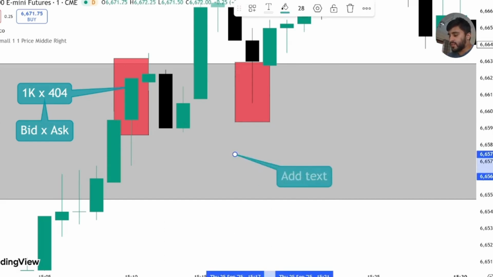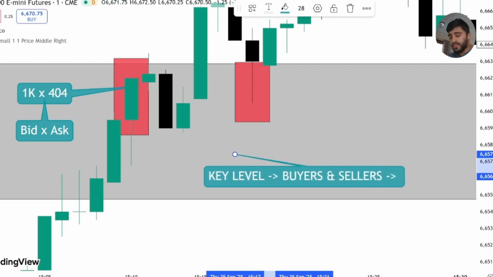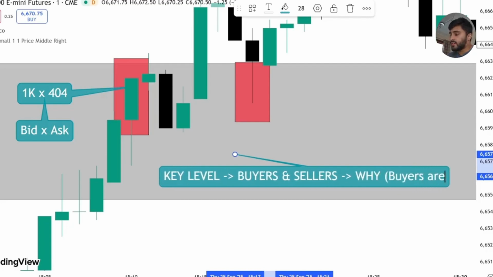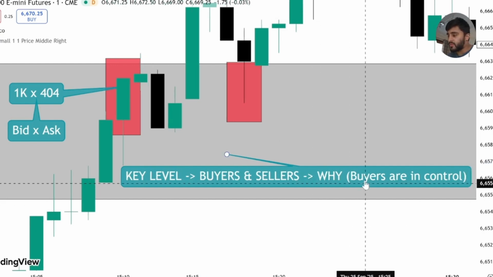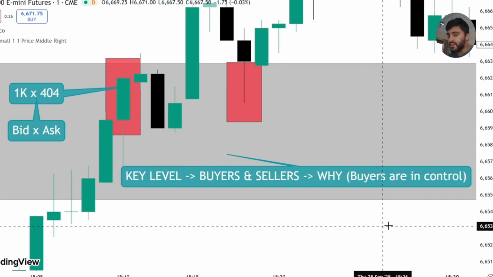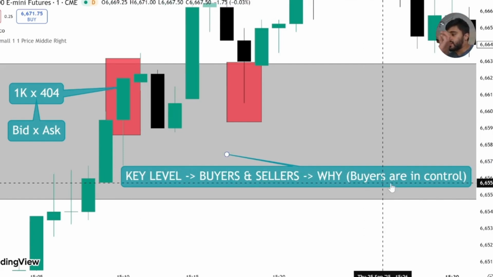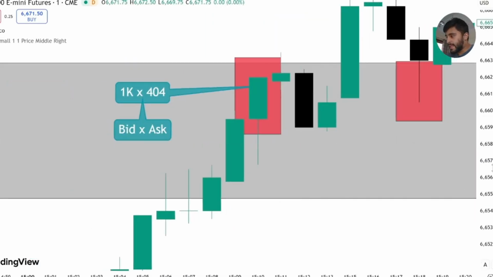So what we have is a key level. So we have our where to trade from. That's a key level. We've now established what we're looking for. So we're looking for buyers and sellers, and the last thing we're looking for now is why. So why do we want to buy? We want to buy because buyers are in control. It's that simple, right? Without knowing that buyers are in control, there's no way you can actually figure out... you cannot trade without knowing if buyers are in control, basically.